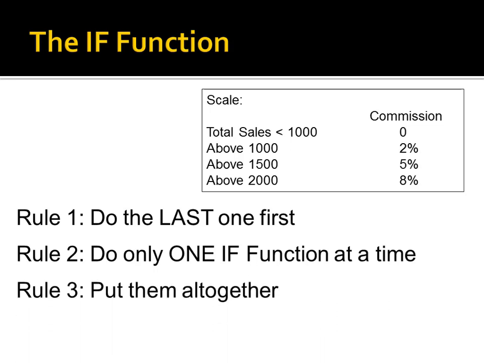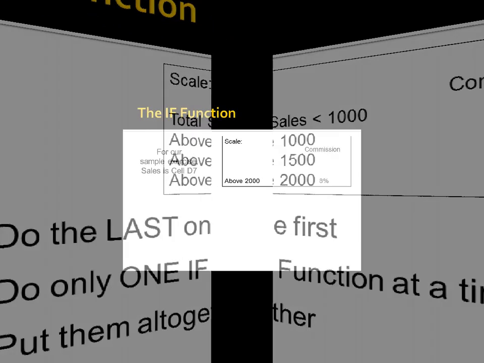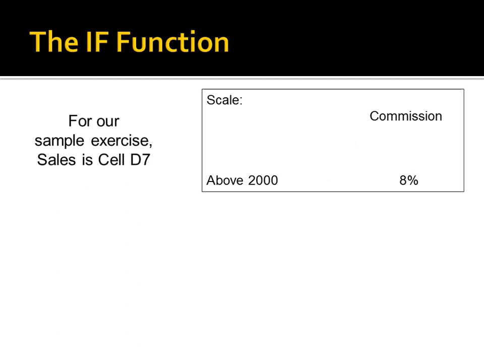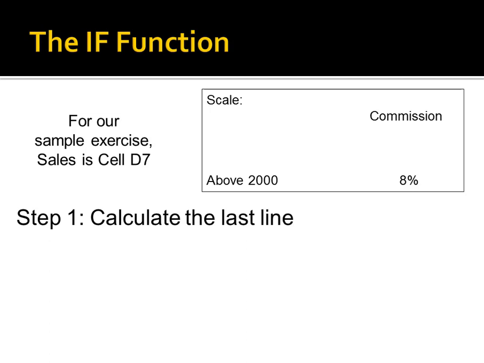Third rule is to put them all together. You're going to have 3 functions. So here we go. We're going to pretend that D7 is our sales. We also have whited out everything in our scale so that you can concentrate on the above 2,000 is 8%. So, step 1, calculate the last line.